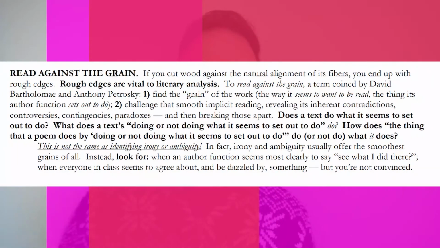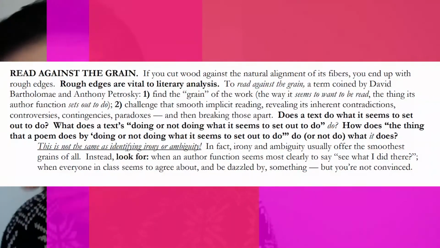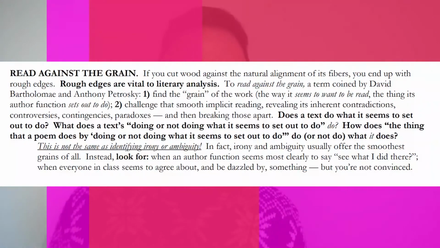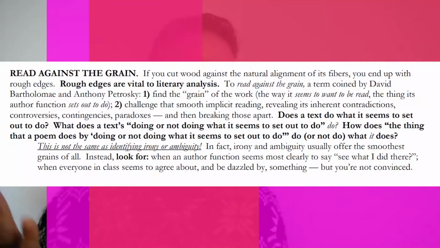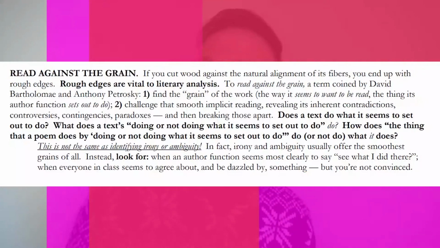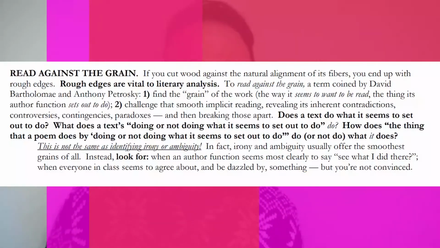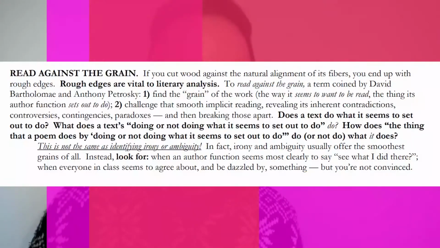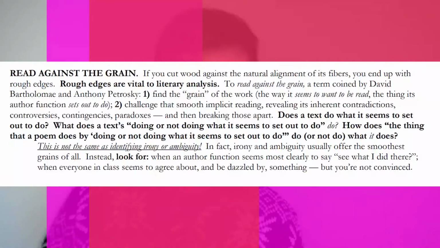If you cut wood against the natural alignment of its fibers, you end up with rough edges. Rough edges are vital to literary analysis, right? So when you cut wood, if you cut it with the grain, the edge that you get is smooth. That's great for furniture making. It's bad for literary analysis. To read against the grain, a term for literary analysis, in order to go deep, you need to rough things up. You need to break up the dirt so you can dig into it, right?